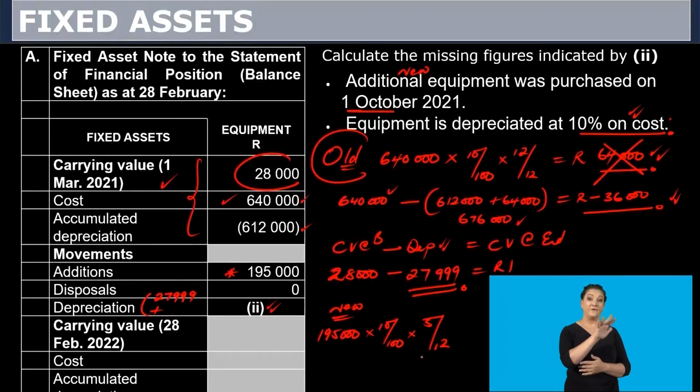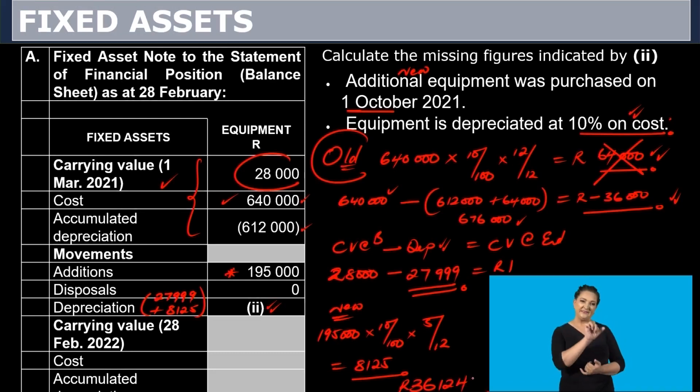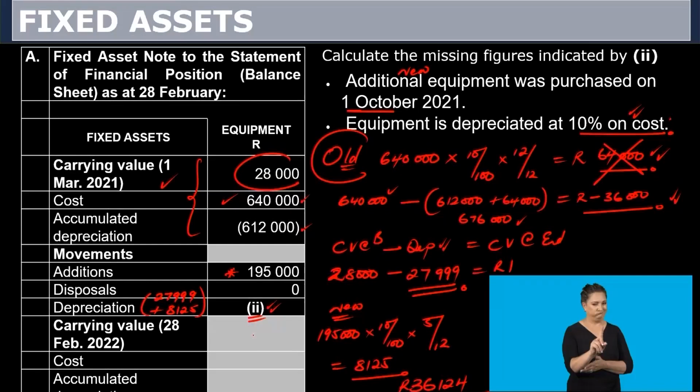And then my depreciation becomes 8,125. So I'll come here, then I'll say plus 8,125. I close my bracket. And then the total on your calculators, how much do you get? You get 36,124. So after getting your 36,124, that becomes your final answer for number 2. And you're sorted. Remember, you don't write in the shaded areas. Let's go on to the next part.